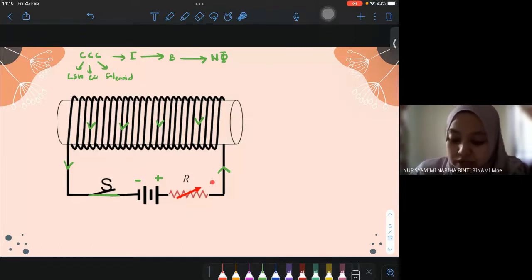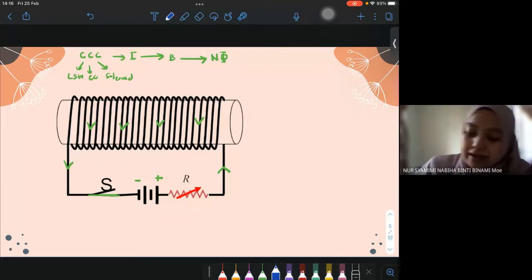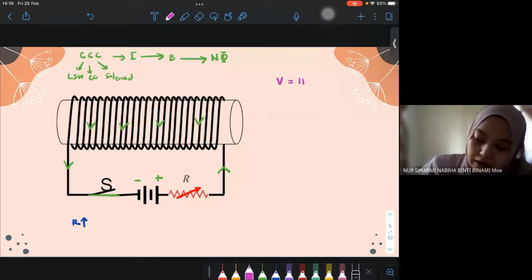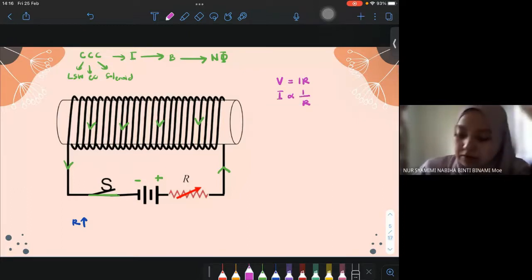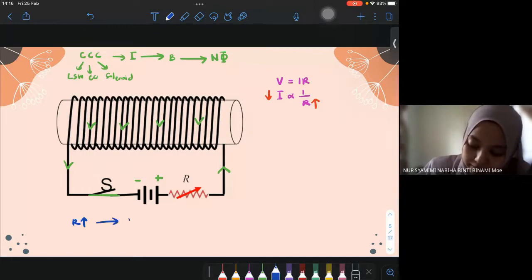I need to change the value of the resistor. Tadi saya kurangkan nilai resistor, sekarang saya tambahkan nilai resistor. R saya increase. So bila R increase, what will happen to the current? We know that V equals IR. I is inversely proportional with R. So sekarang R saya bertambah, I akan berkurang. So bila R increase, I will decrease.